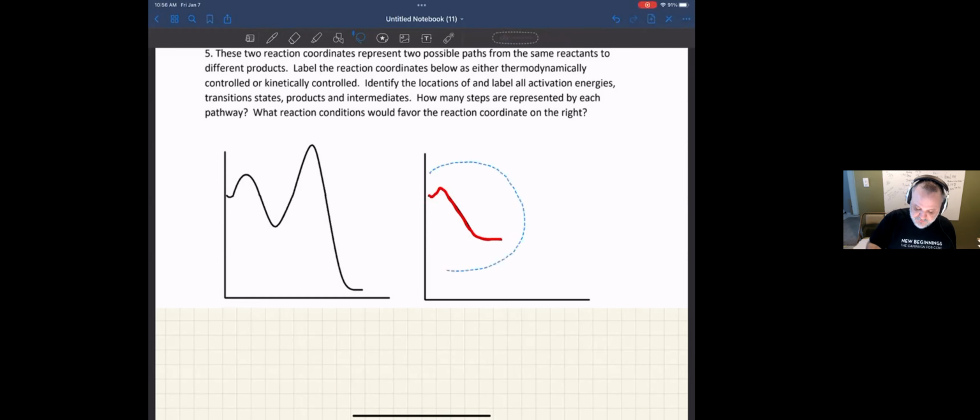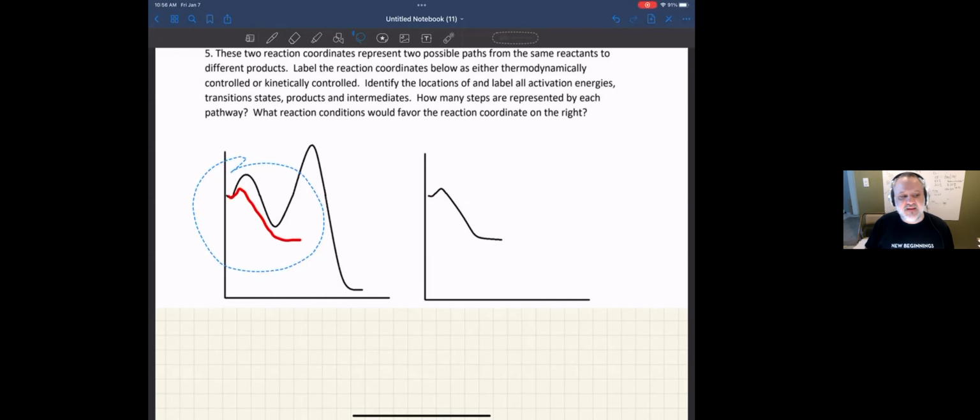But if I were to be able to draw it in full color like I can on my iPad, I could move this one over to this graph to represent that we're talking about the same reactants going to a different set of products. So it really is essentially two competing pathways. I have the purple pathway and I have the red pathway.